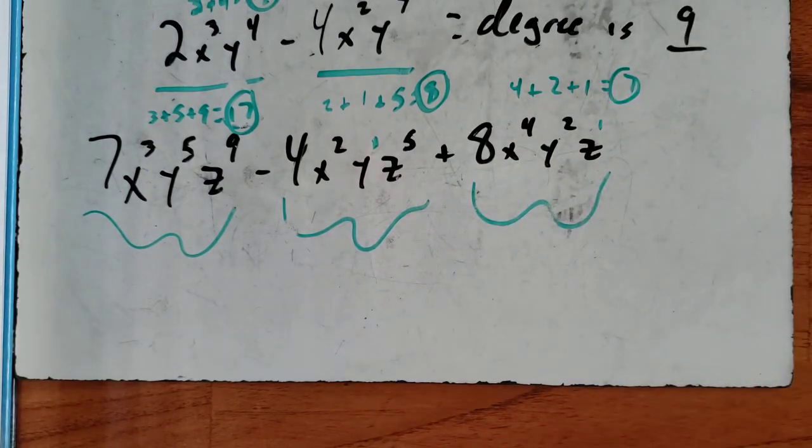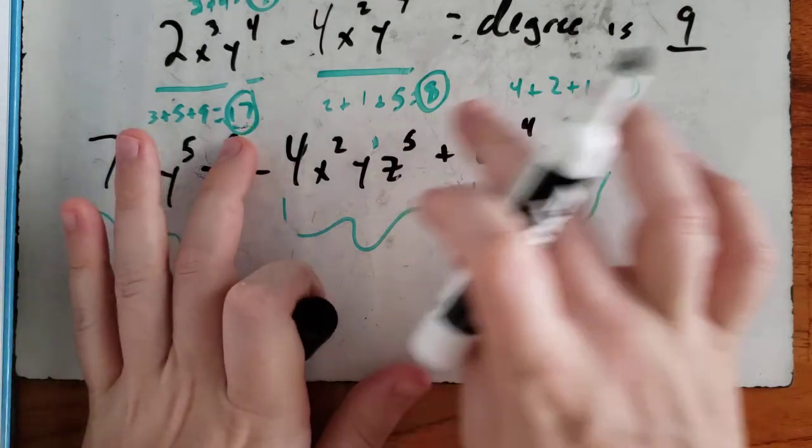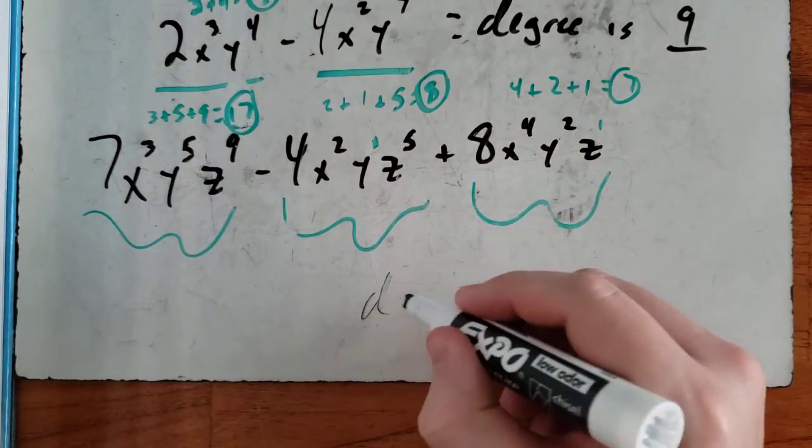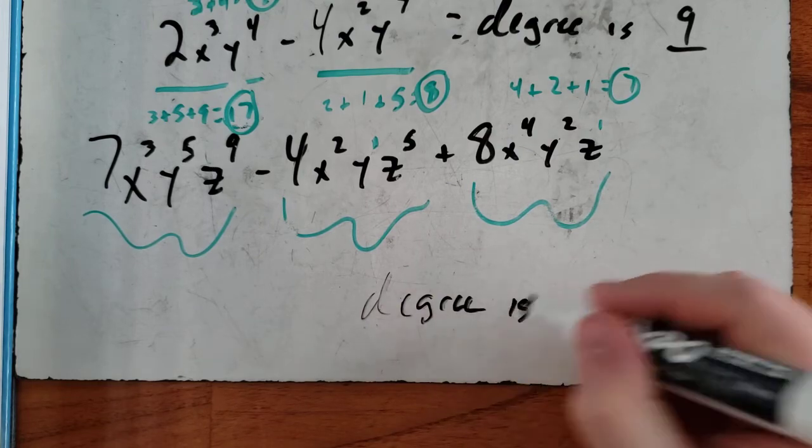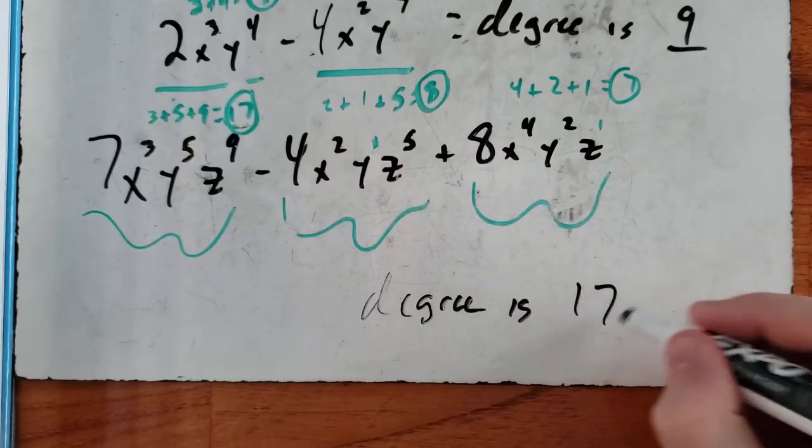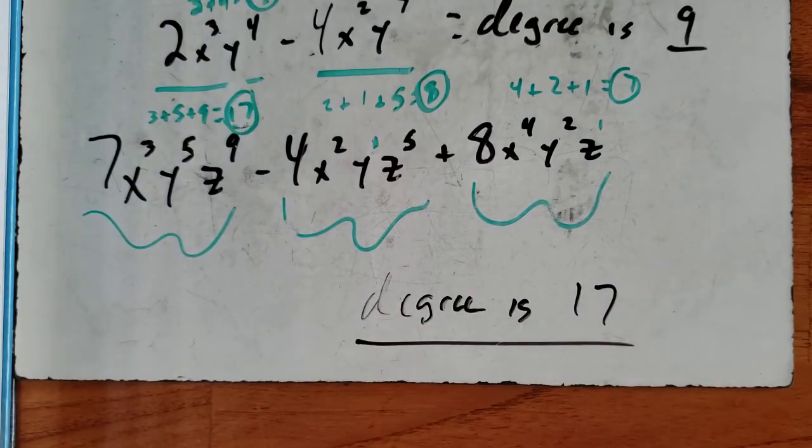So if we look at the highest one, we have 17, 8, and 7. Our degree for this whole thing is our highest number, which is 17. I know it's a lot. It could be kind of confusing, but don't make it harder than it is. You're really just looking at the exponents and adding them up when you're trying to find the degree of something.